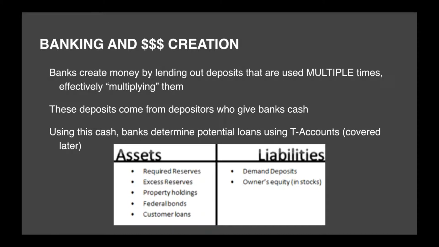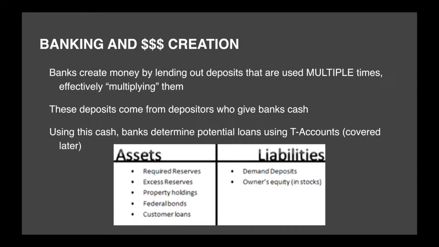So first we'll be covering banking and money creation. Banks create money by lending out deposits that are used multiple times, which effectively multiplies that money. These deposits come from depositors who give banks cash. And using this cash, banks determine potential loans using T accounts, which will be covered later on in this presentation.